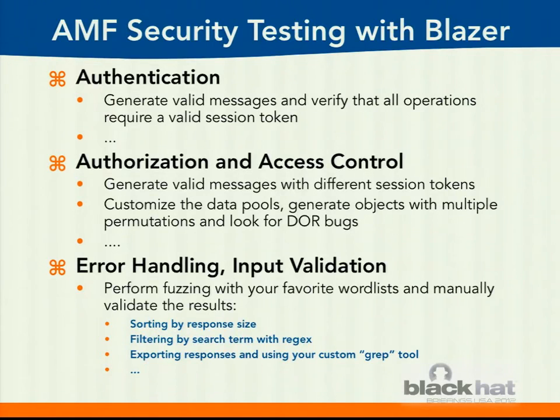So if we have an application which is a catalog and has IDs which are the different items, we want to add in the integer data pool all the valid items and see if, for example, with a specific session token, we can access all of them, some of them, and those kinds of things. And for error handling and input validation, you can use your favorite word list, import it in the tool, and start fuzzing. And then again, sorting responses by sites, which I guess is what people normally do also for application security testing.